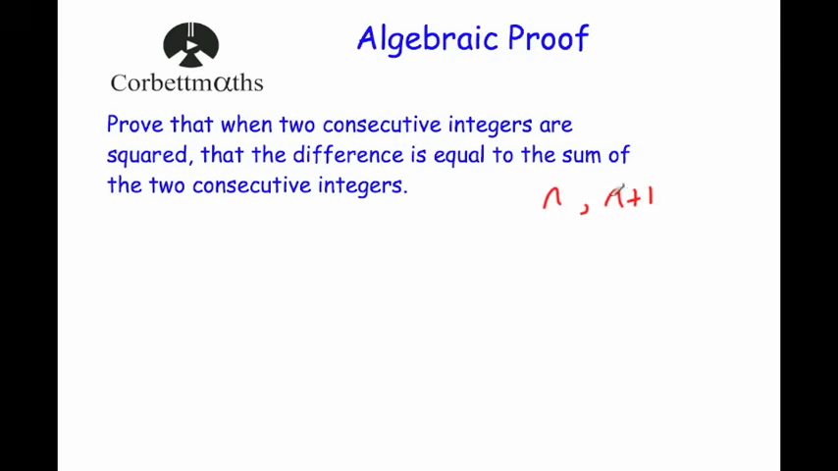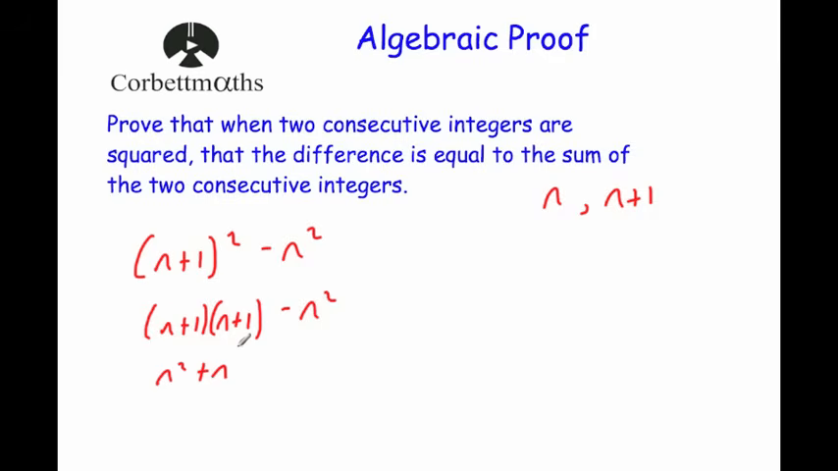Now it says prove that whenever two consecutive integers are squared, that the difference is equal to the sum of the two consecutive integers. In other words, we're going to square these and then we're going to take them away. So we're going to do n plus 1 and we're going to square it, and we're going to take away n squared. Now we want to square this bracket, so let's write it out beside itself. And we're going to take away n squared. Well, n times n, that's n squared, plus n plus n plus 1, take away n squared. So this difference of the squares of the two consecutive integers will give us 2n plus 1.